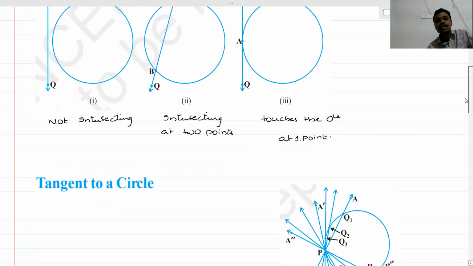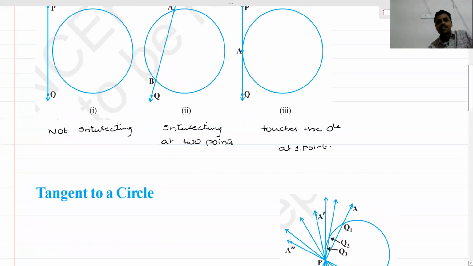Now see here, if a line touches the circle at one point, it is called a tangent to the circle. This is called the tangent to the circle. And this point is called the point of contact, A.